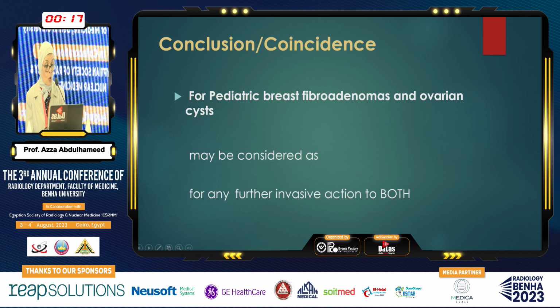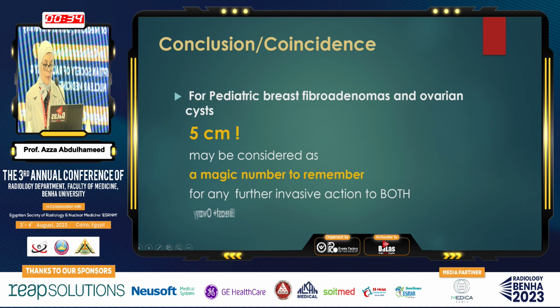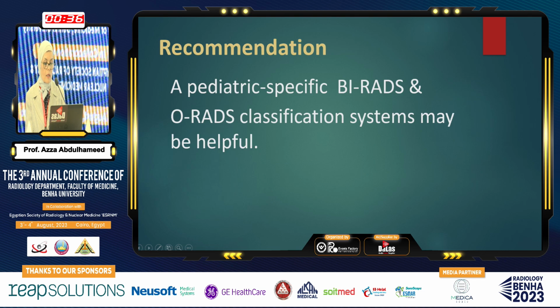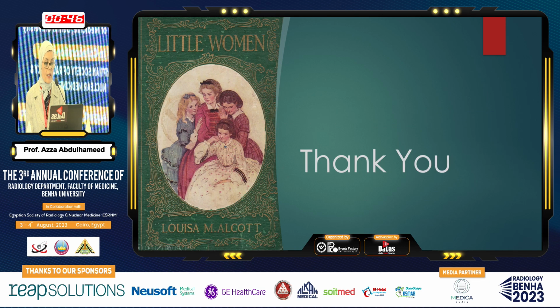The answer is no, don't apply them. And we can conclude that for pediatric breast fibroadenomas and ovarian cysts, as they are the most common lesions, 5 centimeters might be a magic number to remember for both breast and ovary. Recommendation here: it's a good point for research to develop pediatric-specific BI-RADS and O-RADS classification systems that might be helpful. And thank you.